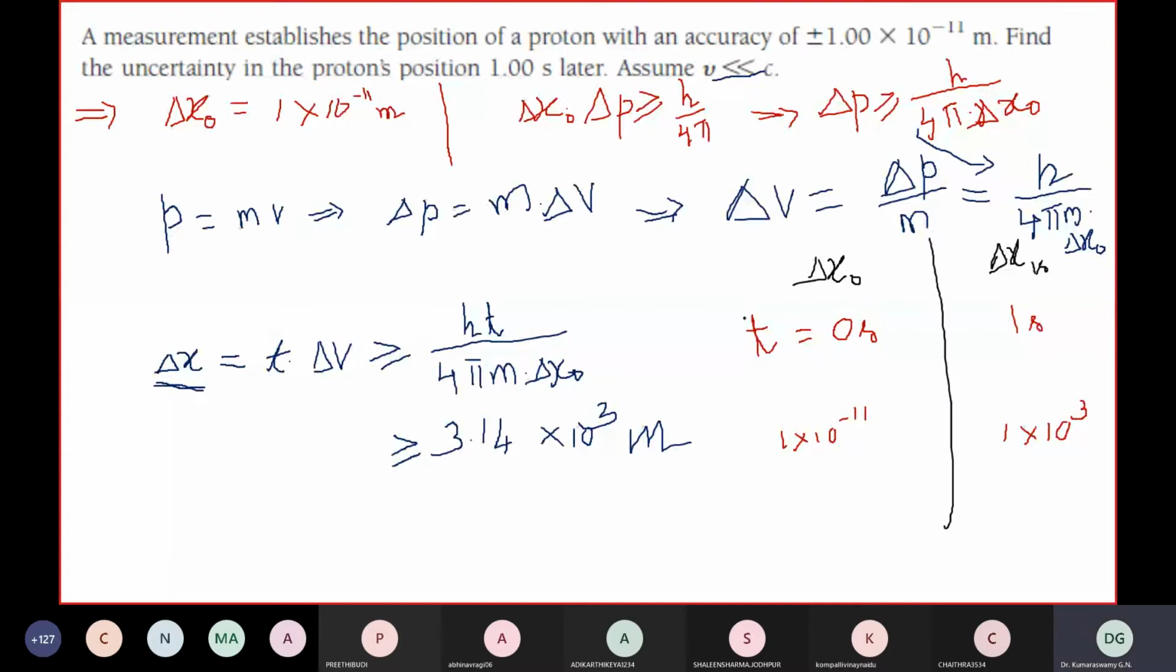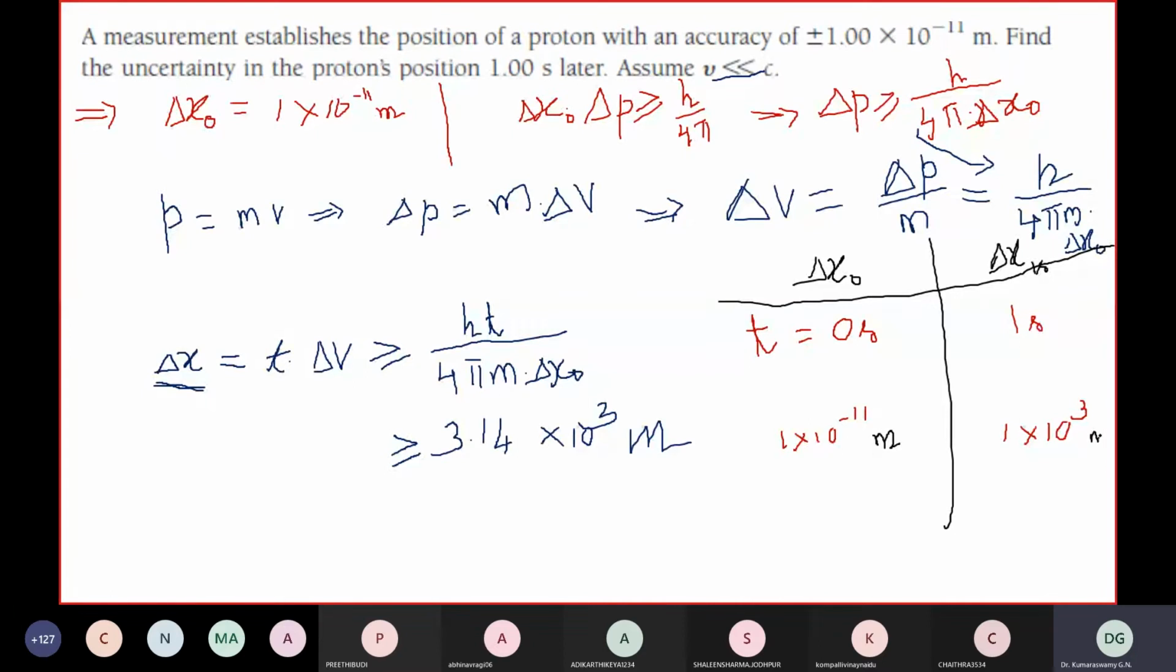Okay, and also look at this equation. See what we got here. We got t equal to 1 sec, t equal to 0 seconds. That is when we start. We got the position to be 1 into 10 to the power of minus 11. It is a very precise position for a proton, right? So delta x is very precise at 0 second. The next moment after 1 second, when we evaluate delta x, we are getting 1 into 10 to the power of 3 meters. That means 1 kilometer.